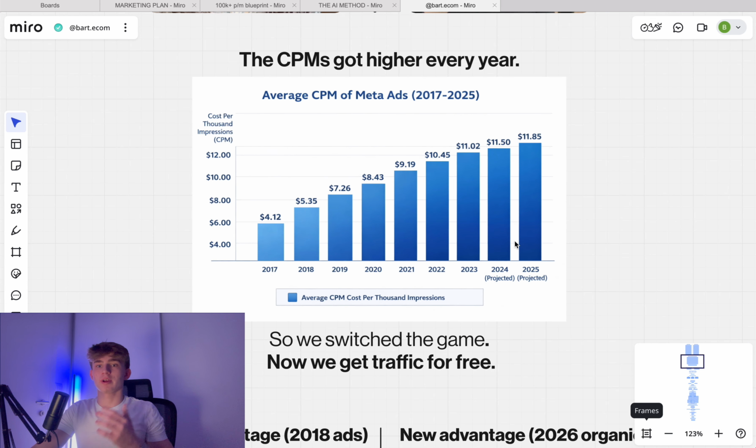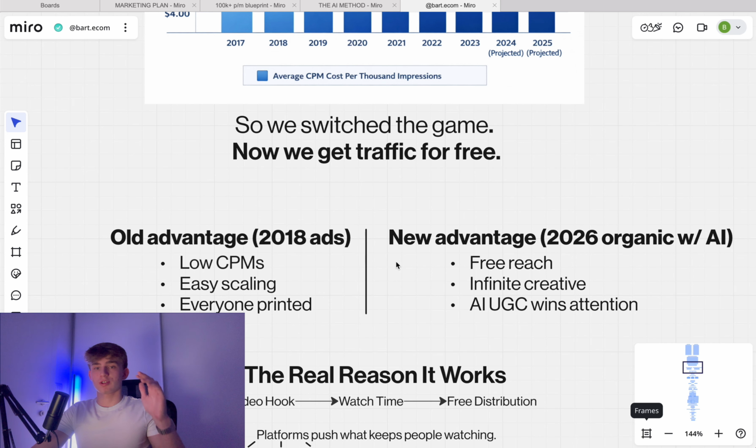So obviously, to get away from this issue, we can switch the game completely, and instead of doing paid advertising, we can do traffic organically, meaning we get the traffic completely for free. So we get rid of the main cost, which is advertising. So the old advantage in 2018 ads is that obviously they had low CPMs, they were easy to scale, and almost everyone printed. 90% of people printed. And in 2026, 90% of people lose. It's the other way around.